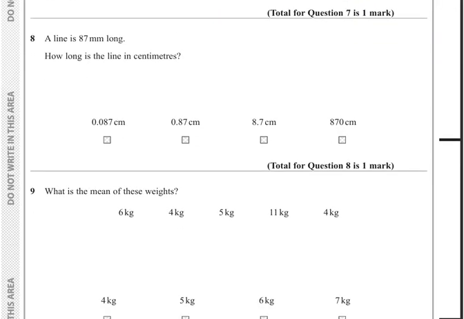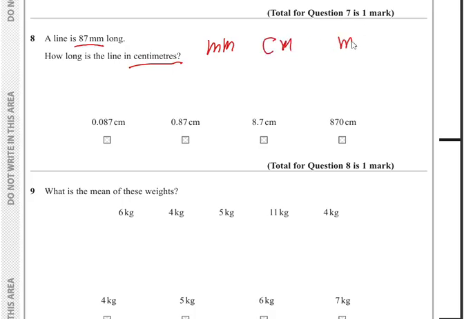Okay. Here we have a line which is 87 millimeters. I have to change it into centimeters. I will write this one for you so you know how to do it in the next questions. First of all, I start with millimeters, then I go to meters, then I go to, first of all, centimeters right here.